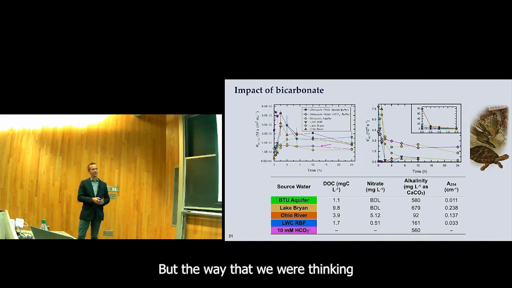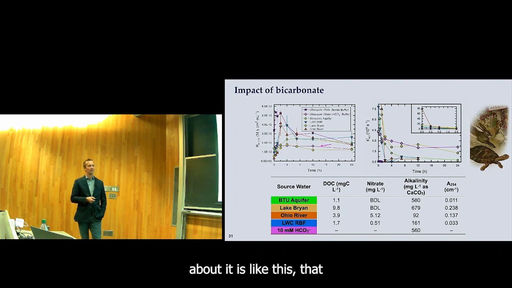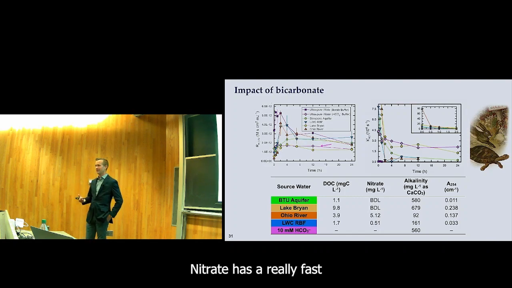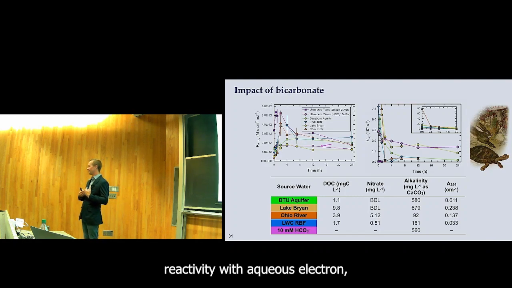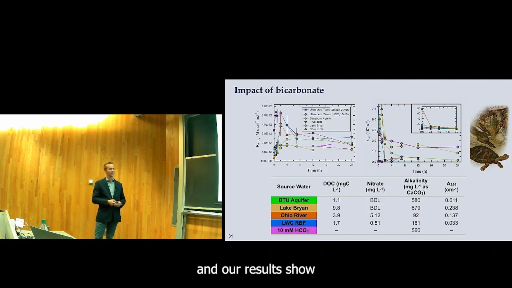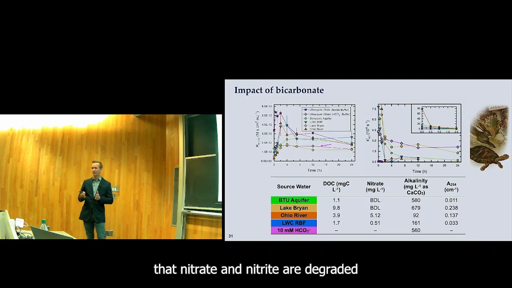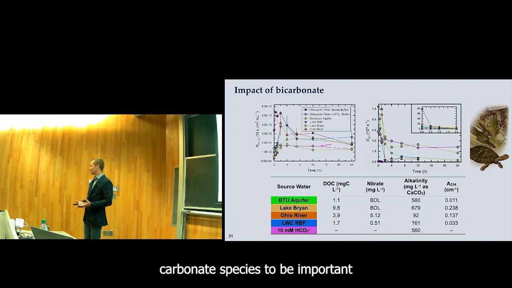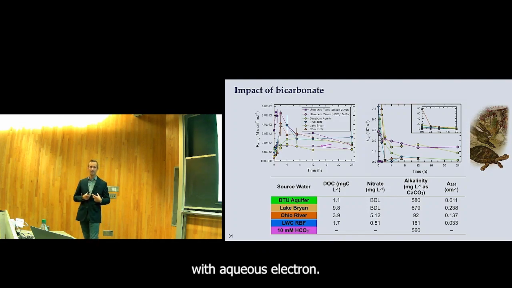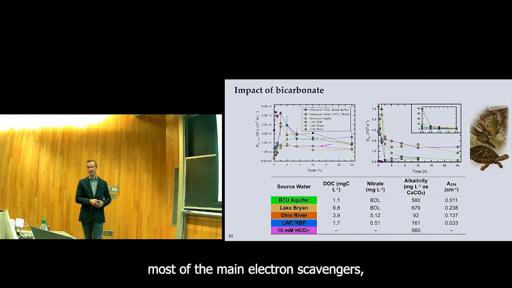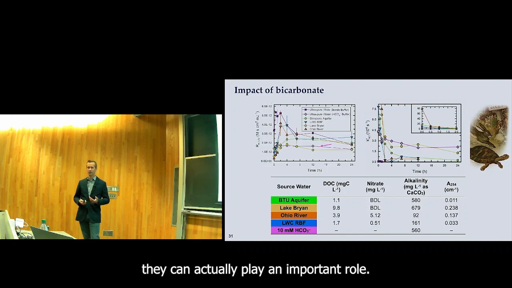But the way that we were thinking about it is like this, that the hare is like nitrate. Nitrate has a really fast reactivity with aqueous electron. And our results show that nitrate and nitrite are degraded after the first 30 minutes in this Ohio River sample. What that leaves in the other ones is carbonate species. And we initially did not expect carbonate species to be important because overall they have a pretty low reactivity with aqueous electron. But it seems like after we've degraded most of the main electron scavengers, they can actually play an important role.